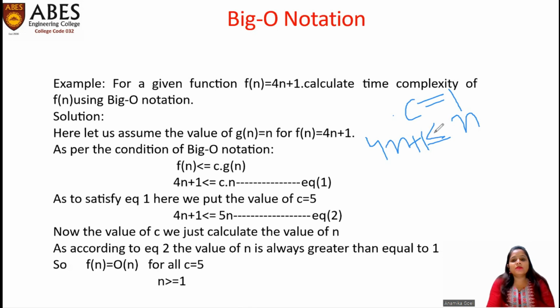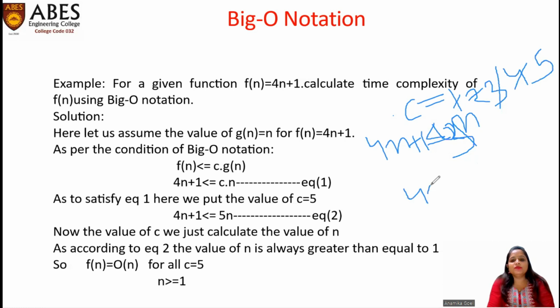Now we put the value of c equal to 2. In that case, 4n plus 1 is less than or equal to twice of n. This condition is also false. Again, we put c equal to 3. In that case, 4n plus 1 is less than or equal to thrice of n. Again, not satisfied. Now put c equal to 4. In that case, 4n plus 1 is less than or equal to 4n. Again, not satisfied. Now put c equal to 5 in equation 1.